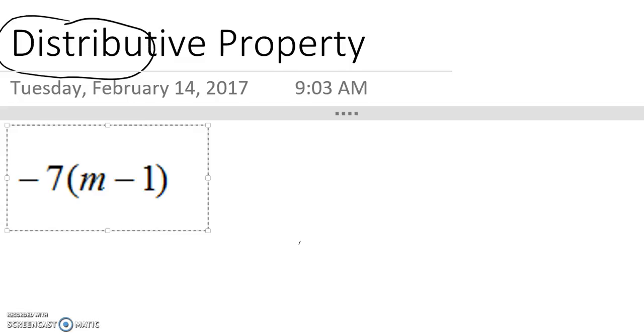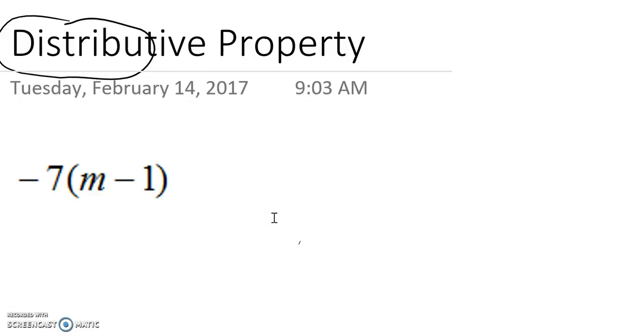Okay, I'm going to talk quickly about a few different skills that will apply in class to solve equations. First, distributive property. I circled this word within a word, distribute, because that's all distributive property is. We are distributing the lead factor, here it's -7, to the m and to the -1.